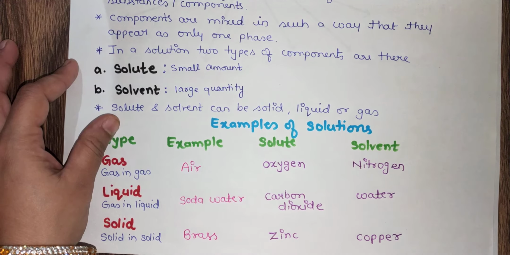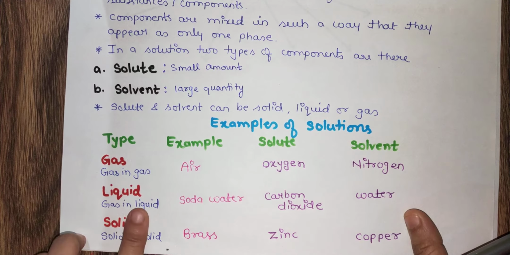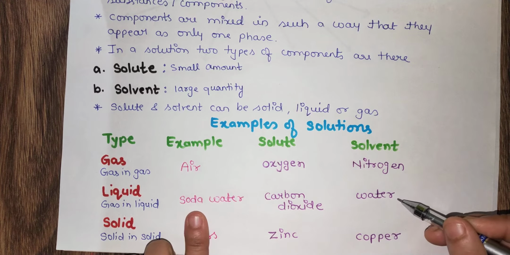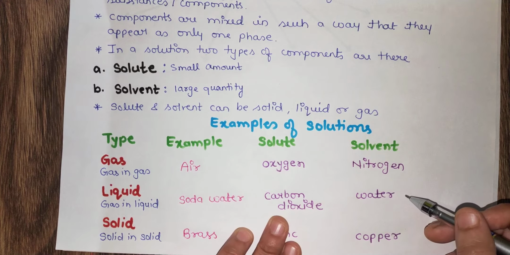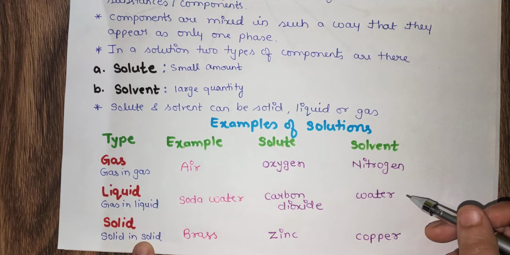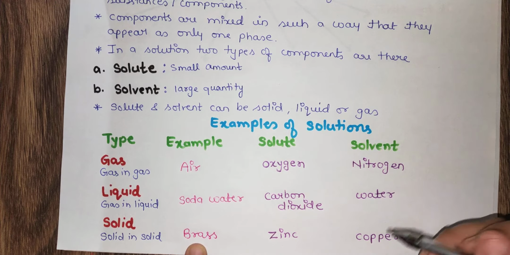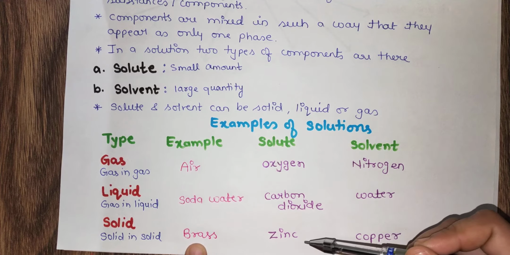You can see an example of gas in liquid, for example soda water. Soda water contains more amount of solvent, that is water, and less amount of solute dissolved, that is carbon dioxide, CO2. If you see an example of solid in solid, you can take brass. Brass contains a homogeneous mixture of two solids, more amount of copper, whereas less amount of zinc in it.